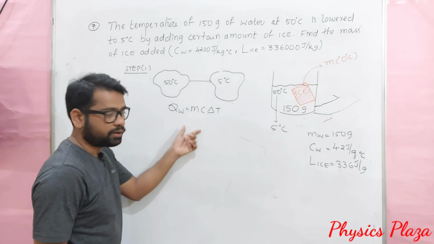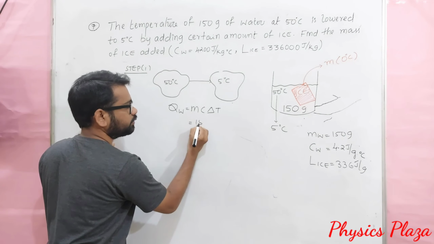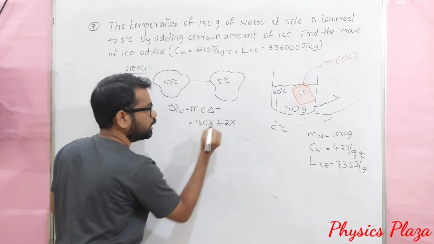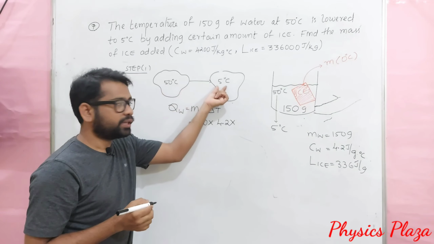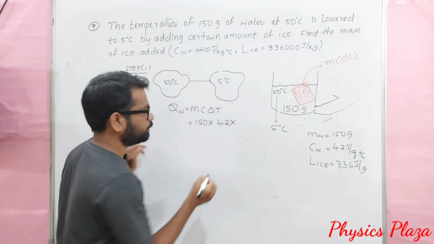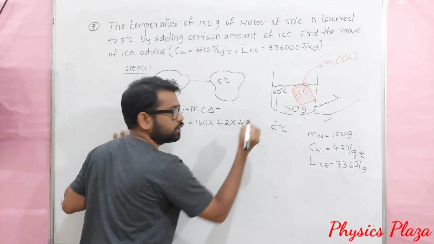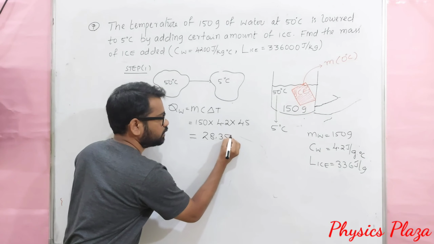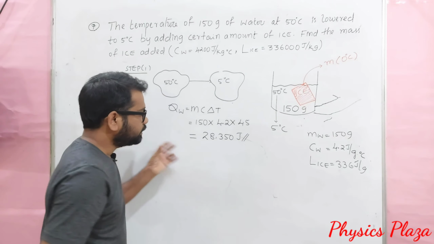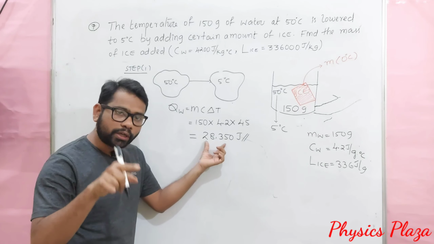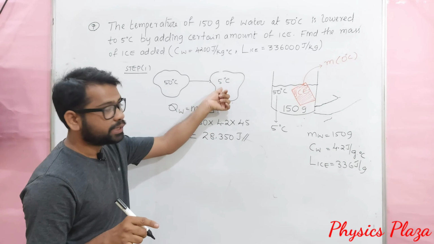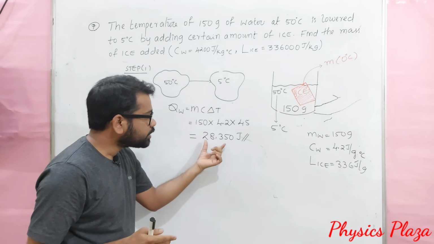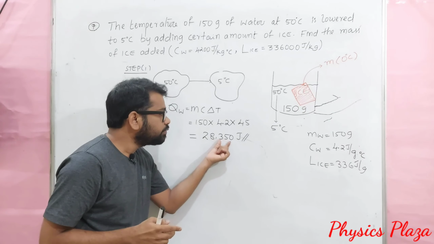So now let us substitute here the value. So here m is equal to how much it is? It is 150 into c is equal to how much? It is 4.2. And delta T, 50 minus 5. 50 minus 5, how much will be? 45. So how much then? Here we get 28,350 joules. So this much amount of heat lost by the water to become water at 5 degrees Celsius, means in order to change from 50 degrees Celsius to 5 degrees Celsius, water has to lose 28,350 joules of heat energy.